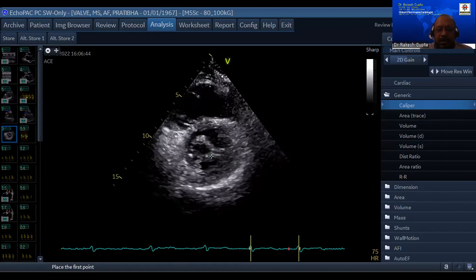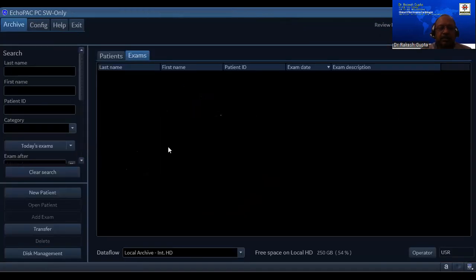So these are not thickening. They are normal commissures with some specks of calcium in them. So this is one. Let's go to some other mitral stenosis.